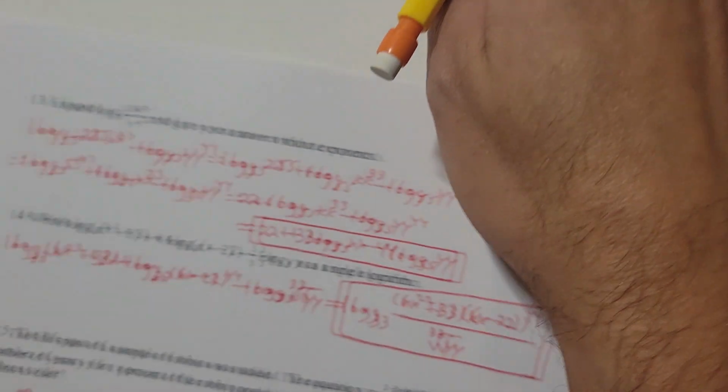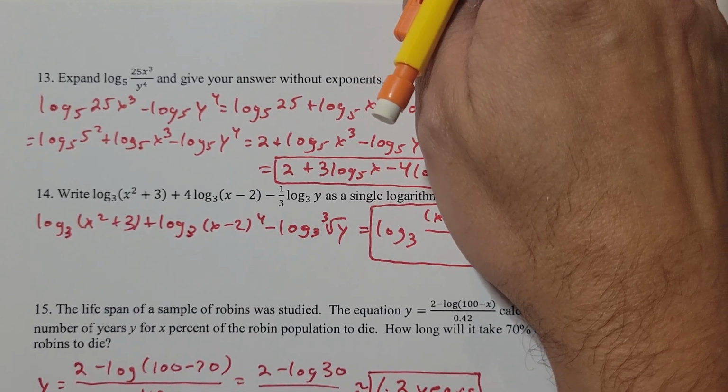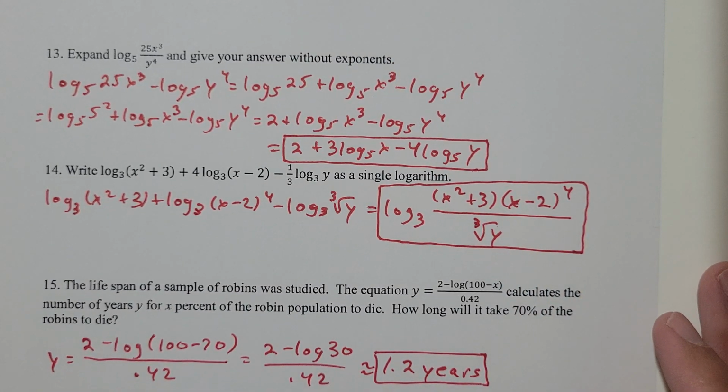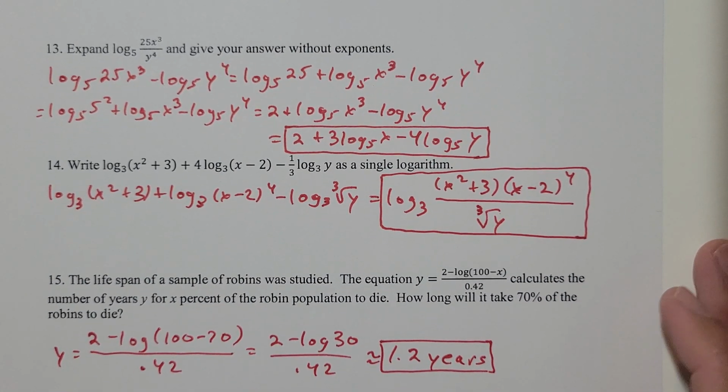Let's see. Problem 13 is next. So in problem 13, we want to expand log base 5 of 25 times x cubed divided by y to the fourth and give the answer without exponents. That's how the book is going to want this also. Okay, so let's do that.